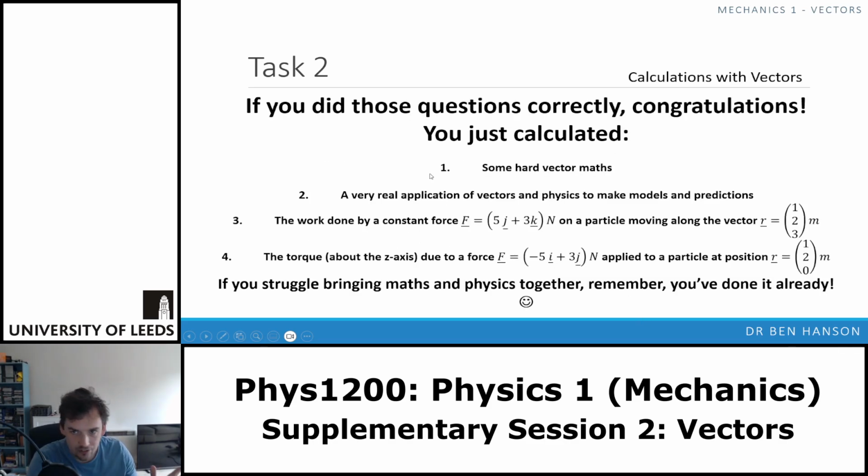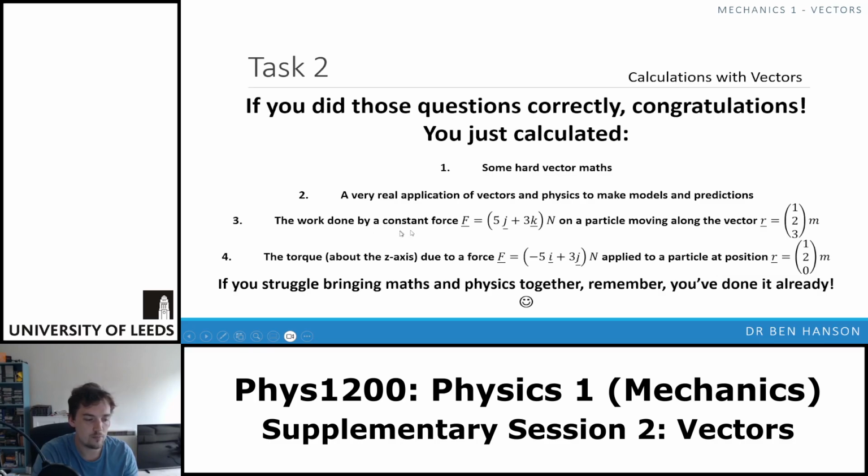So here's the congratulations bit. If you've done these questions correctly, you've just calculated some quite hard vector maths, right? It's hard stuff. For the first time, doing all these weird operations is hard. Very real application of vectors in physics to make models and predictions of how people get to work.